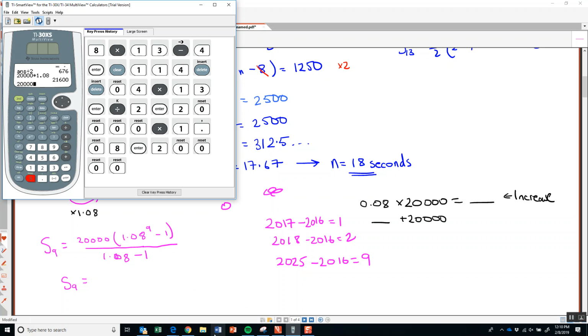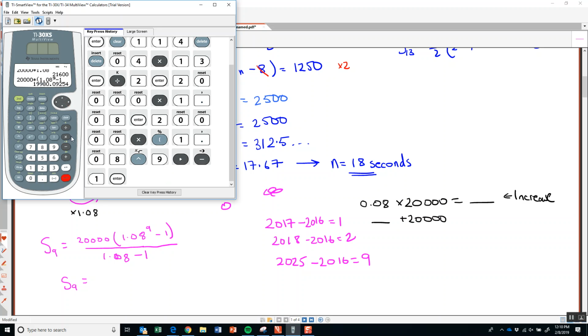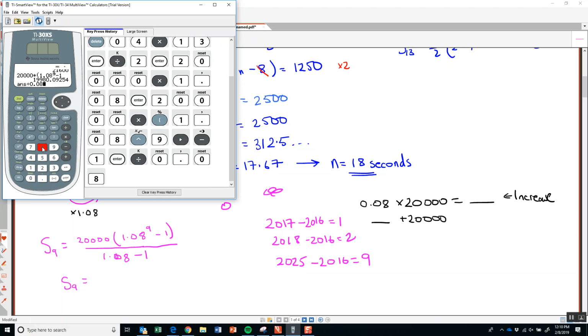20,000 multiplied by bracket 1.08 to the power of 9, subtract 1, hit enter, divided by 0.08. Oh, and it's done it actually twice, but the correct answer is, alright, did you get that?